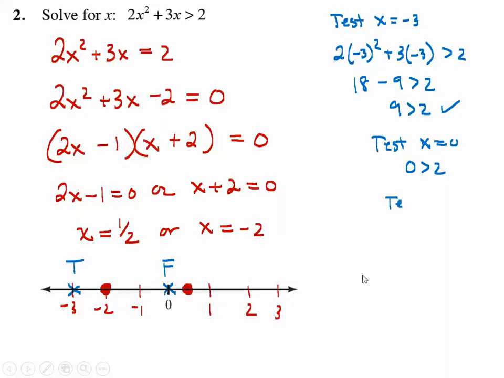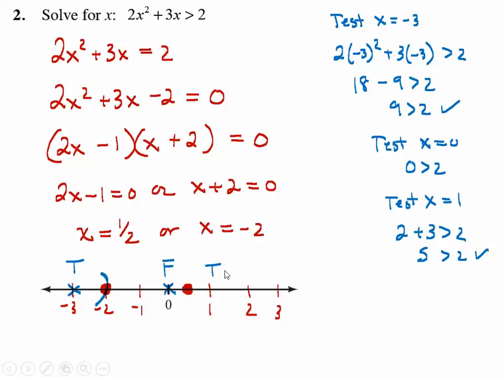Alright, and picking a test point, x equals 1. Easiest one to pick, right here. 5 is greater than 2. I don't think so. That is a false statement. Oh, I'm sorry. 2 plus 3 is 5. 5 is greater than 2. Yeah, that is a true statement.